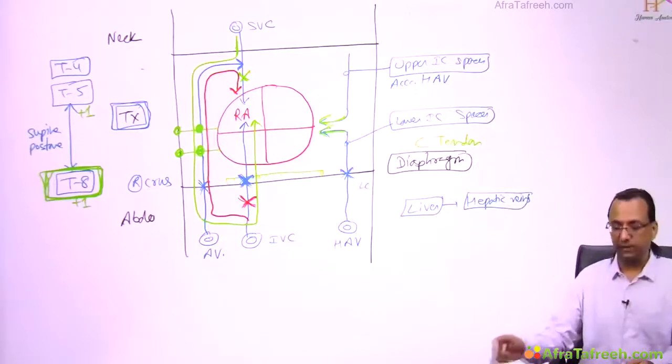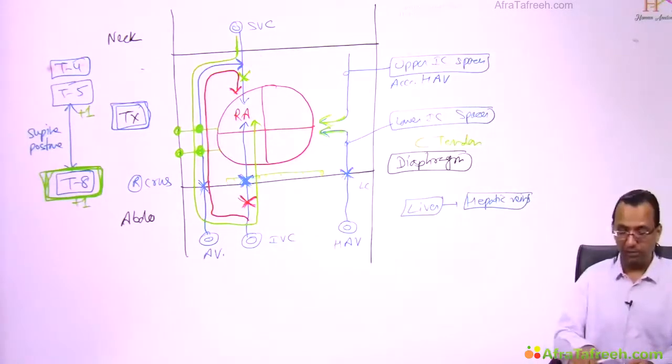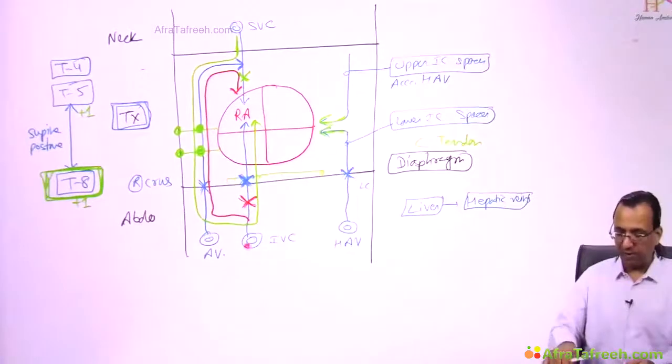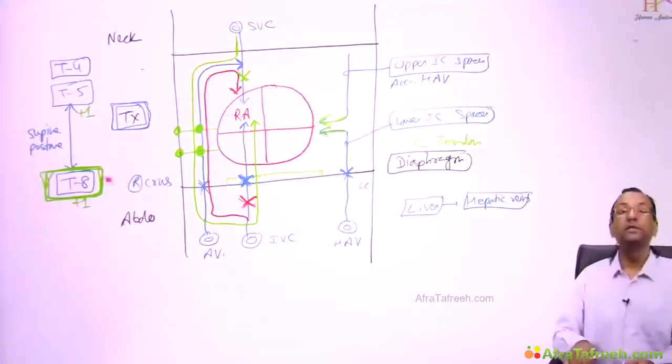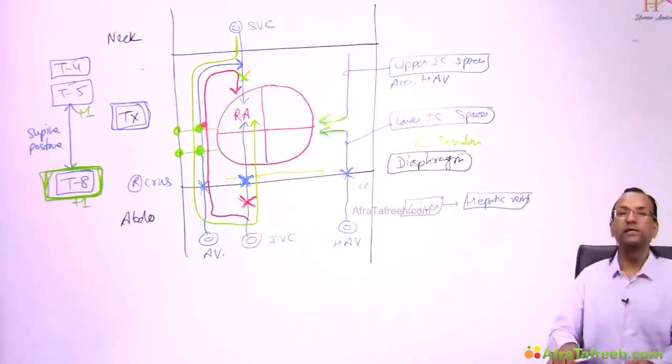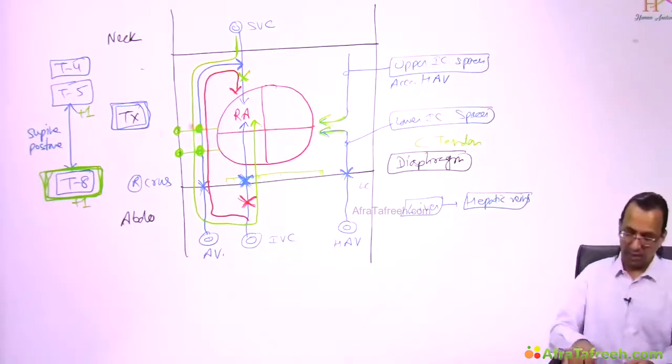There are questions asking where the azygous vein drains into the superior vena cava: T4 vertebra. Where the superior vena cava enters the right atrium: T5 vertebra. Where the inferior vena cava enters the right atrium: T8 vertebra. And what else is happening at the T8 vertebra? The hemiazygous veins are crossing the midline to drain into the azygous vein. And the T5-T8 vertebrae are the extent of the heart in the supine posture.